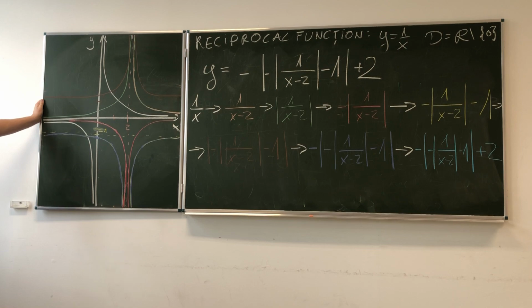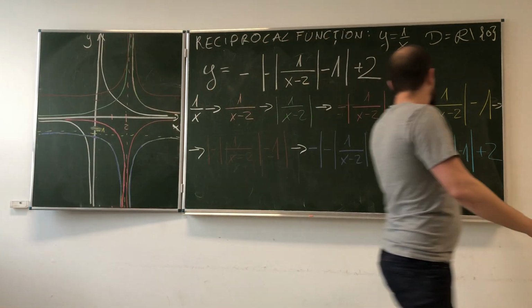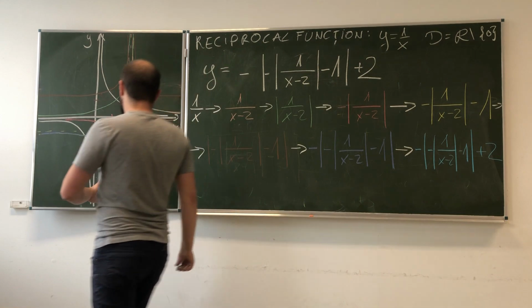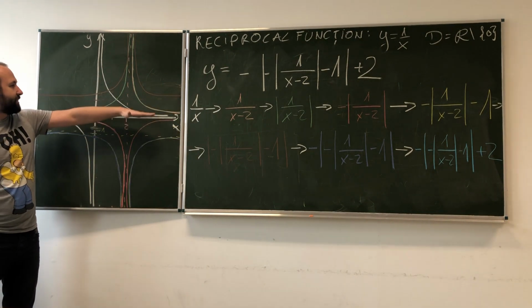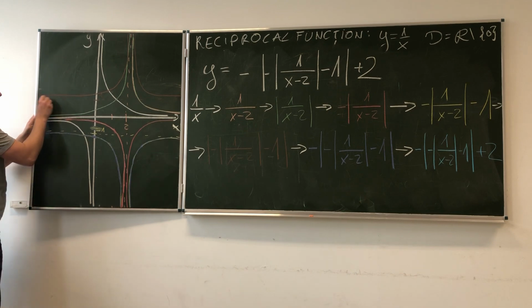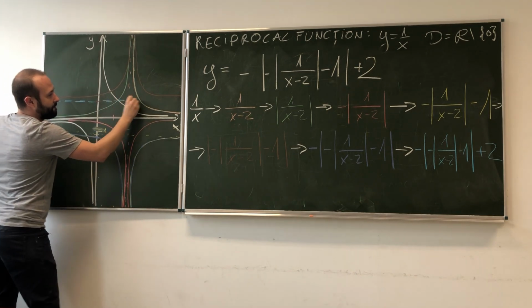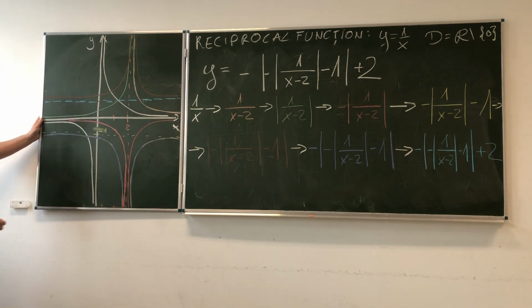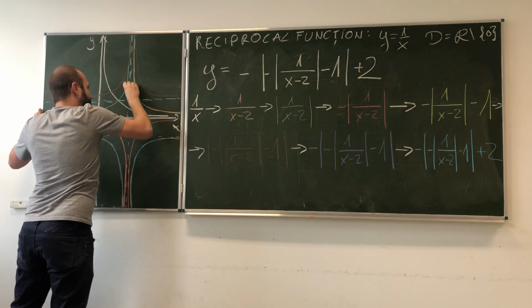Now, finally, we need to move this function 2 units up. If we want to move this function 2 units up, what do we need to do? We should take this asymptote, move it 2 units up, so we will get on this asymptote that we used previously. And now we are drawing this function with respect to these 2 asymptotes.